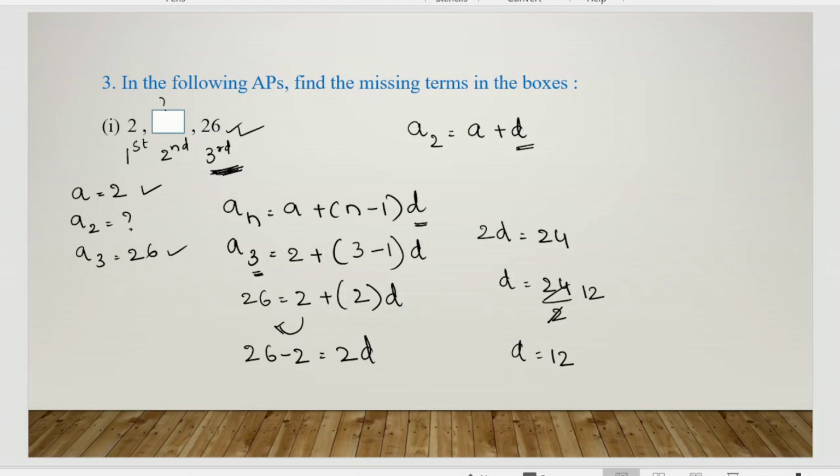Now let us find the second term. If we add common difference to the first term, you will get the second term. So A is 2 plus d, which we have got, is 12. So the second term will be 14. So A2 will be 14. Clear? Let us solve the next bit.